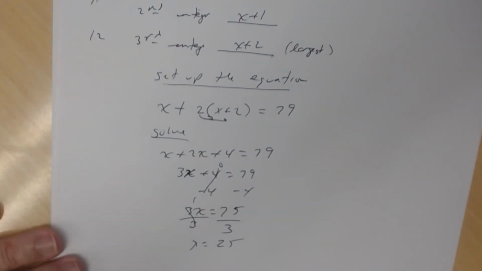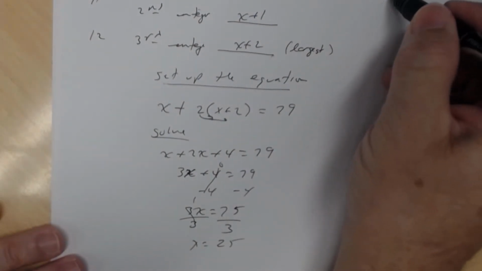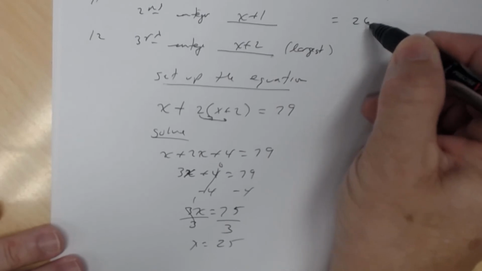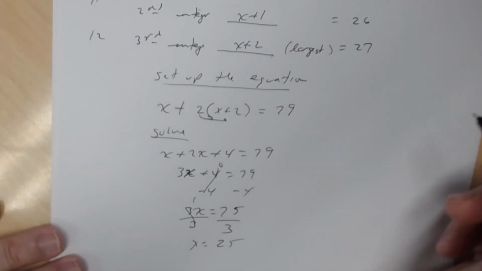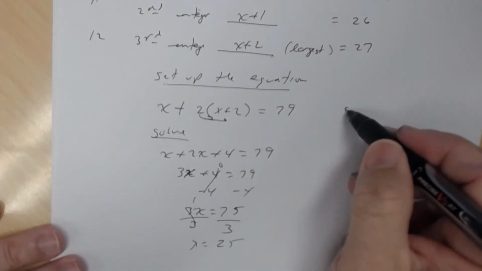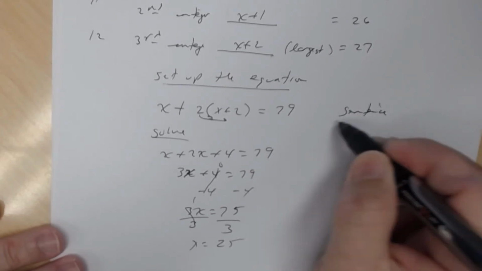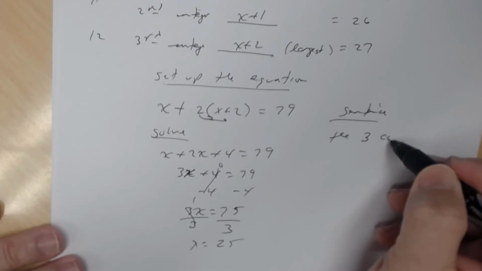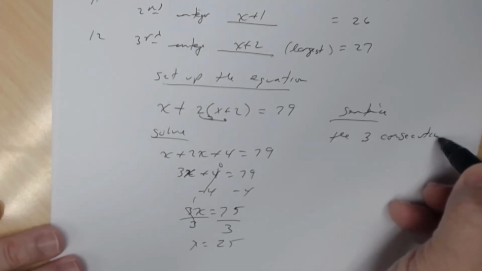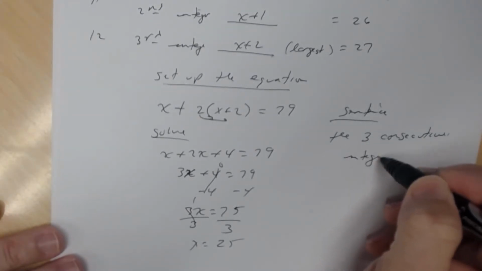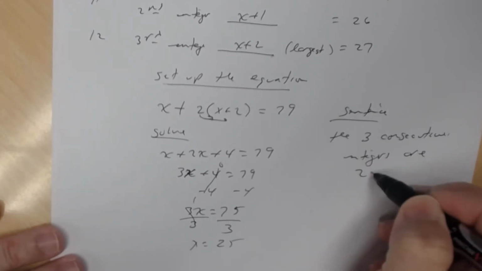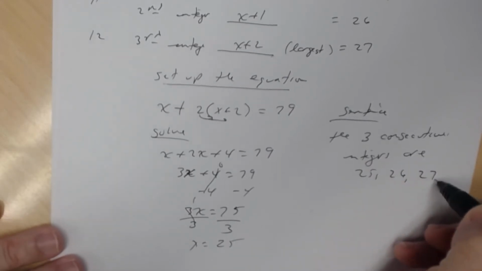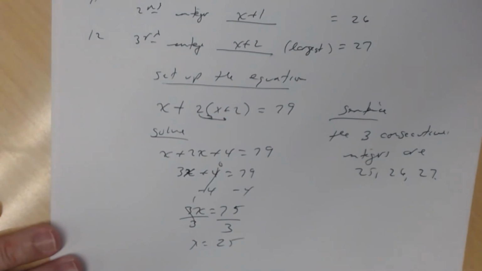So the smallest is 25, the next integer is 26, and the next one after that is 27. So your sentence: the three consecutive integers are 25, 26, and 27.